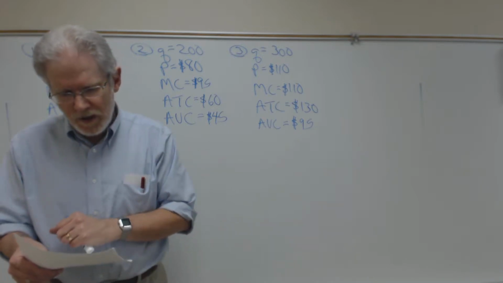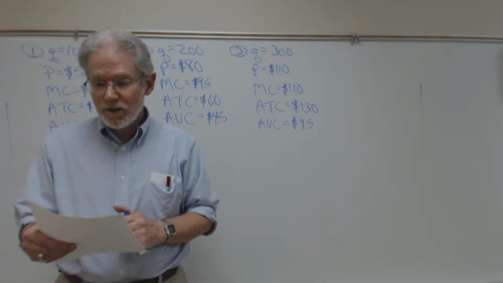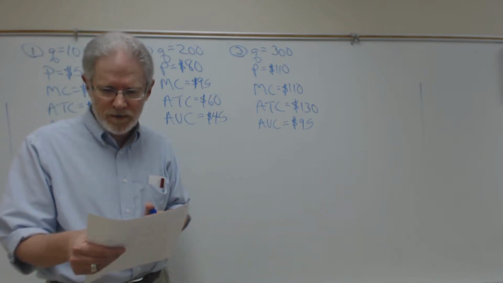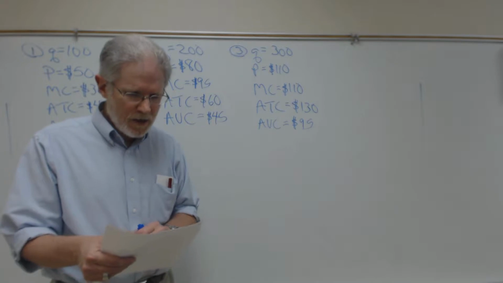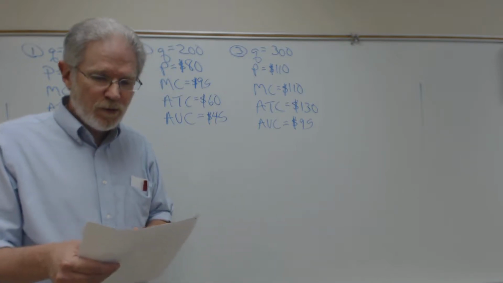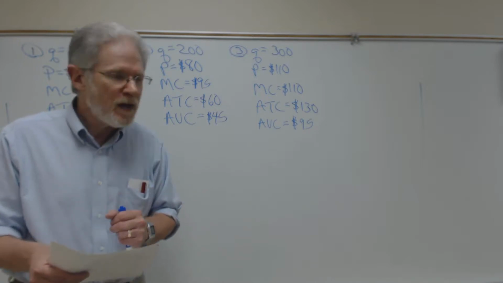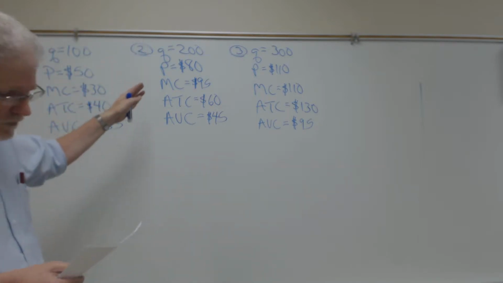Third, C, the firm expects these conditions to continue in the future. Should it produce, shut down temporarily, or go out of business? And then D, if the firm expects conditions to improve and be more profitable in the future, what should the firm do? I'm going to go through the first three of these.